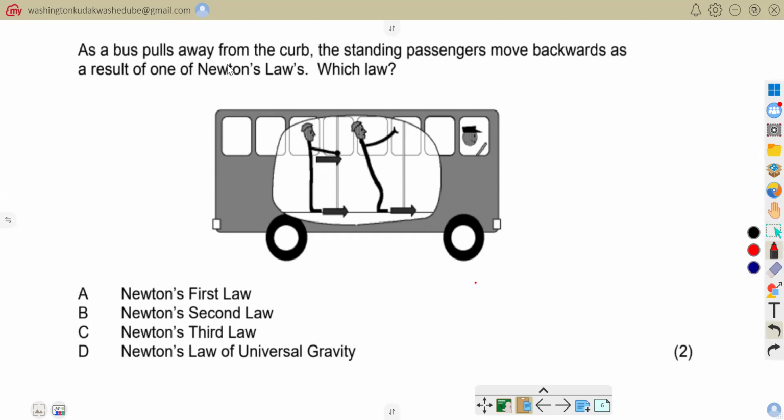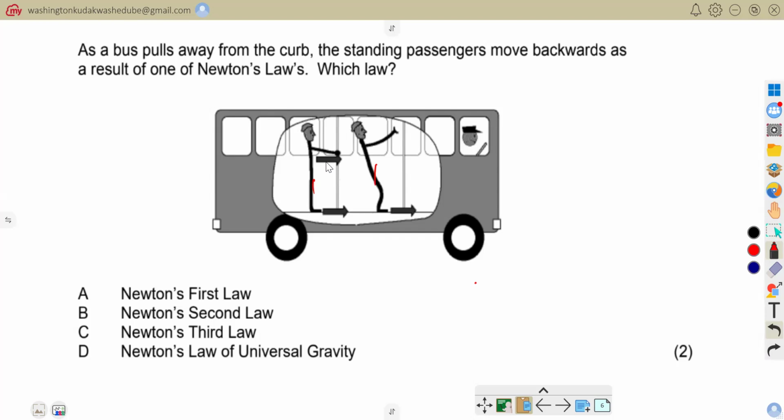As a bus pulls away from the cab, the standing passengers move backwards as a result of one of Newton's laws. Which law? So here they are telling us that when this bus, you can see we have got standing passengers here. And these standing passengers, you can simply tell that they are not moving. They are stationary when the bus is stationary. Now they are saying that the bus pulls away from the cab and the standing passengers move backwards as a result of one of Newton's laws.